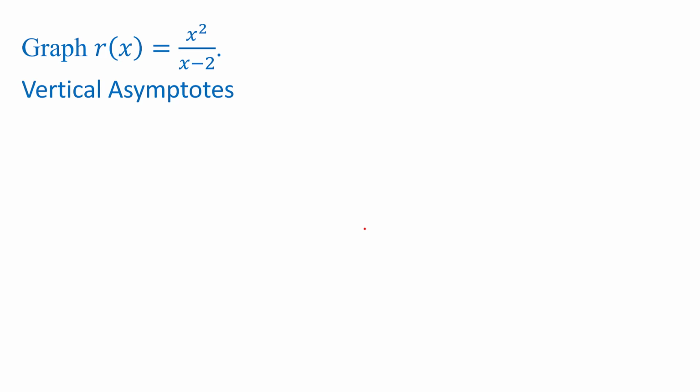Now, vertical asymptotes, there's one factor of x minus 2 in the denominator. We set that factor equal to 0 to get a vertical asymptote x equals 2. The slant asymptote, I see that the degree of the numerator is 2, the degree of the denominator is 1. So indeed, we do have a slant asymptote here.